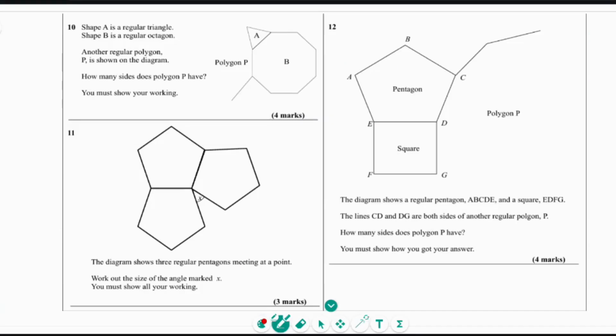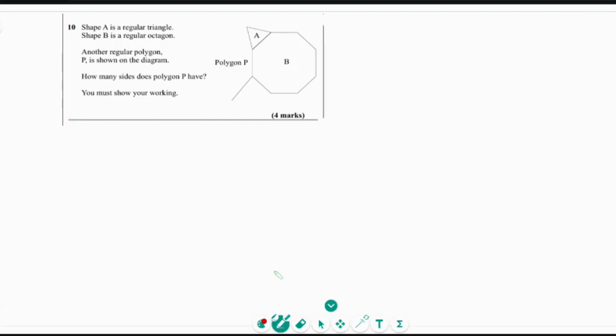Okay, these next 3 are more typical of the type of question you do get in the exam. Have a go at these 3, pause the video, unpause when you're done. Okay, we've got a regular triangle. Angles in a triangle add up to 180, so 180 divided by 3 is 60. Each angle is 60. I'll just enlarge the shape.